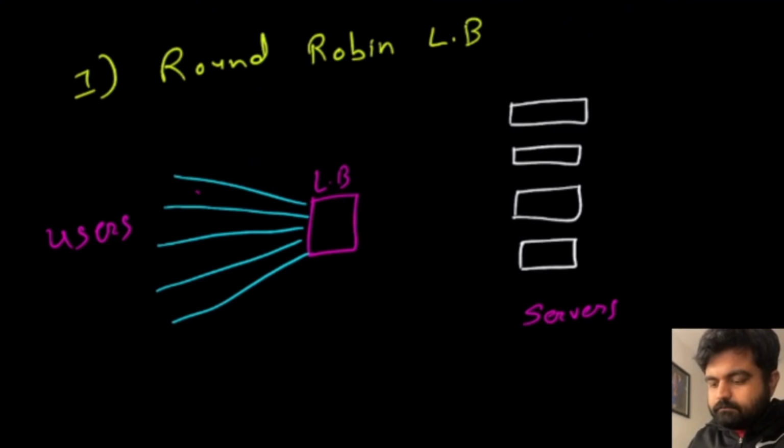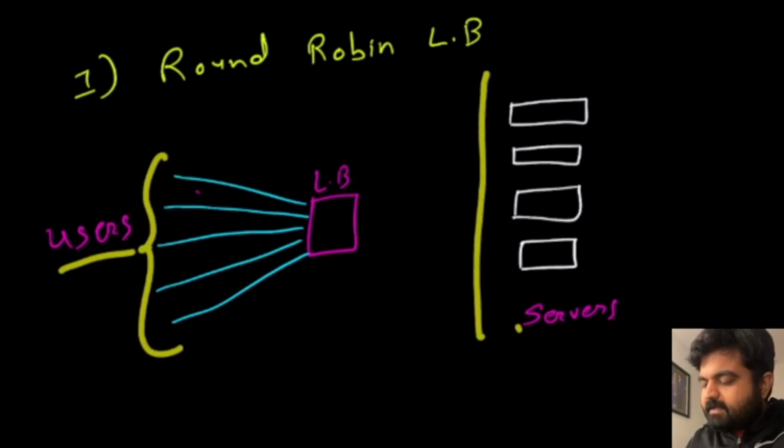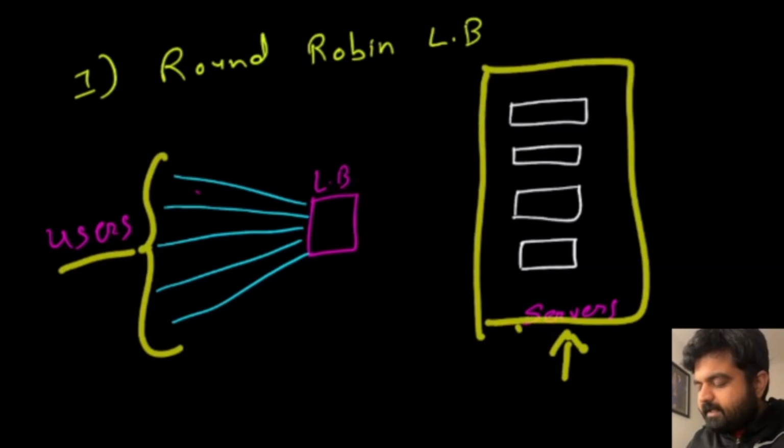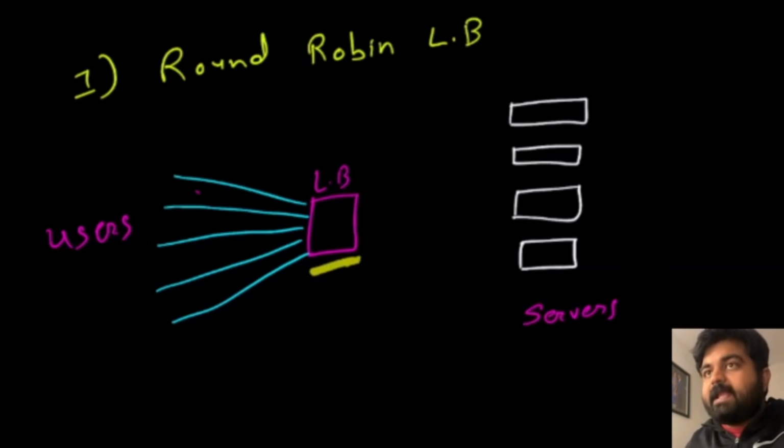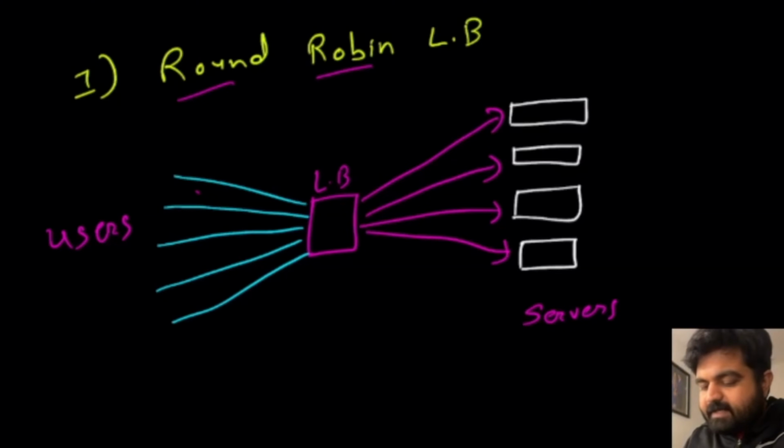Number one static technique is simply the round robin technique. Let's assume that this is our system where we have a bunch of different users calling our system, and our system is currently running on these servers. We have a load balancer placed in between that is going to take care of load distribution. Now round robin, as the name suggests, is quite simple. Basically, the load balancer keeps sending requests sequentially to all the available servers. So the first request will go to server number 1, the second to server number 2, the third to server number 3, and the fourth to server number 4.